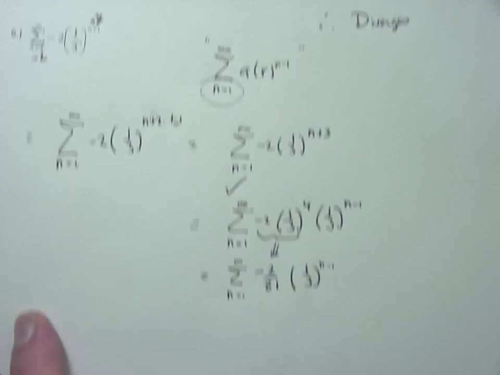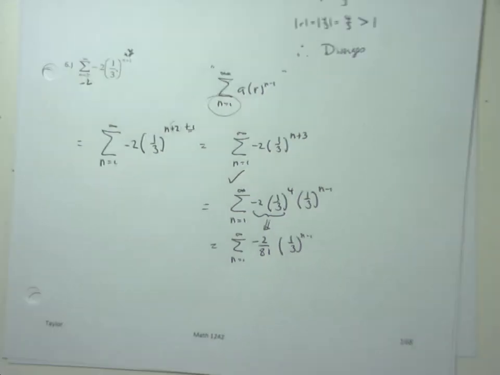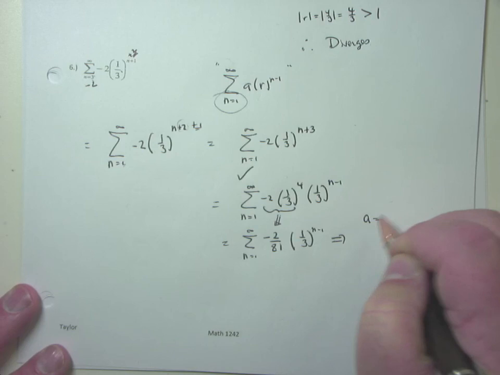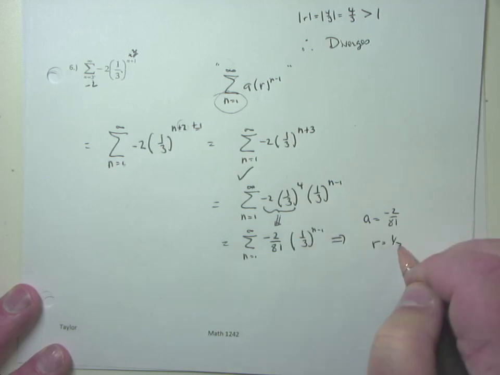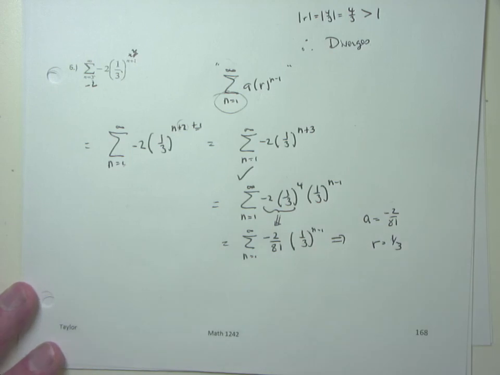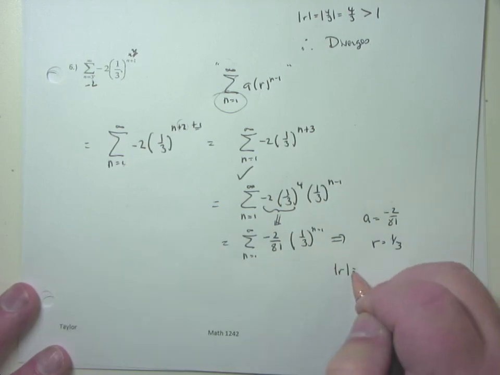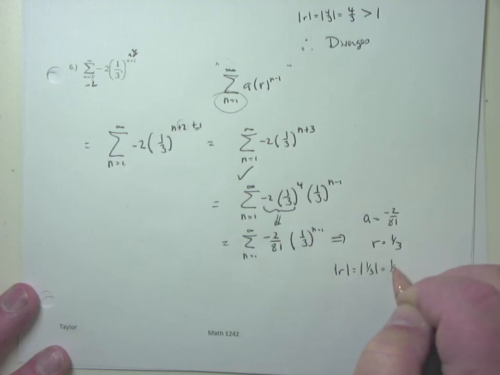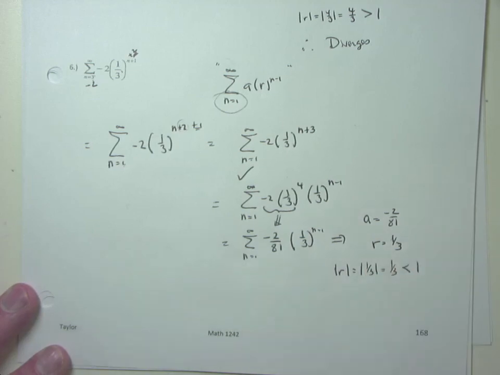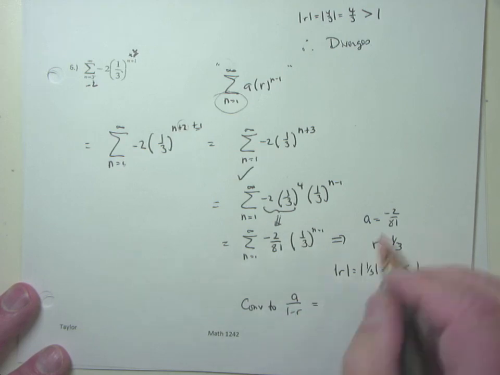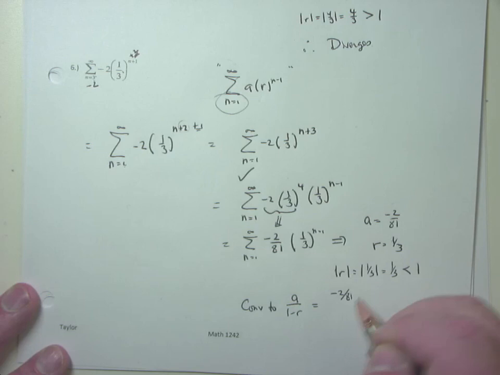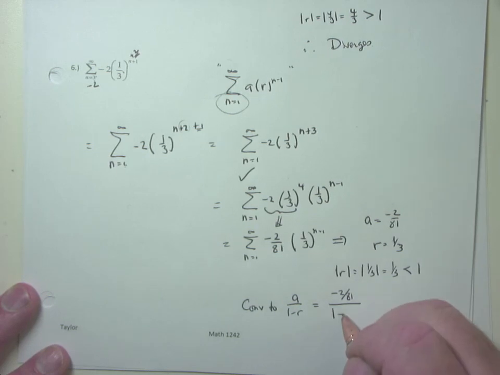And now you will recognize that this constant is my A. A is going to be equal to negative 2 over 81. Your R, your ratio, is 1/3. That's what's being raised to the n minus 1 power. The absolute value of R, the absolute value of 1/3, is 1/3, which happens to be less than 1. Being less than 1, in the geometric series, we know that this series is going to converge to, is going to add up to, the formula A over 1 minus R. A is negative 2 over 81 divided by 1 minus R, which is 1/3.